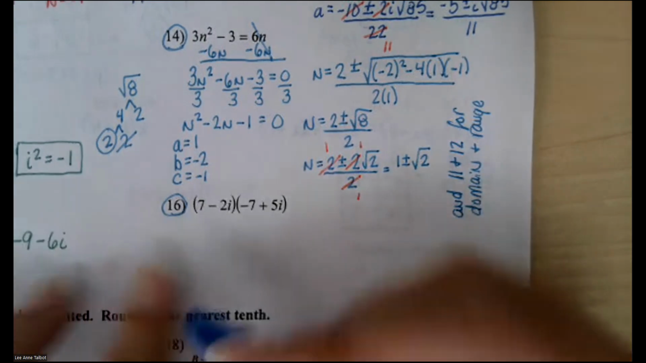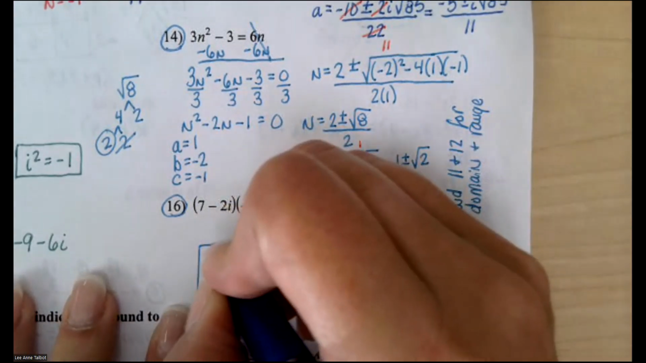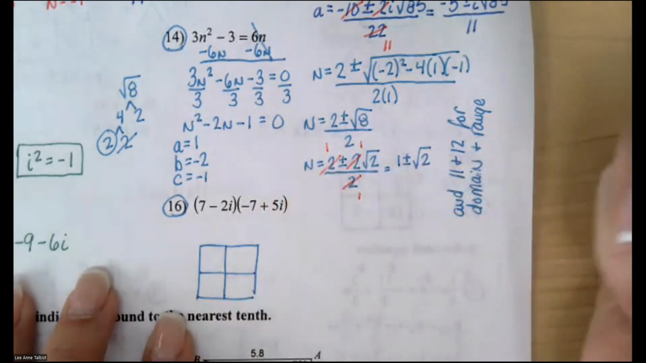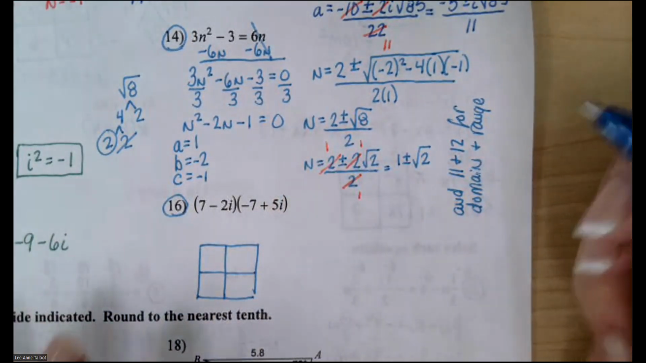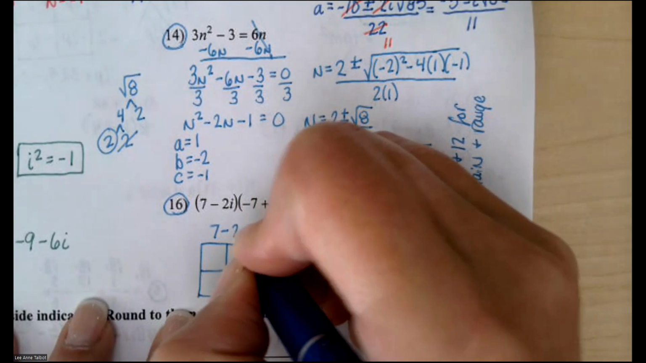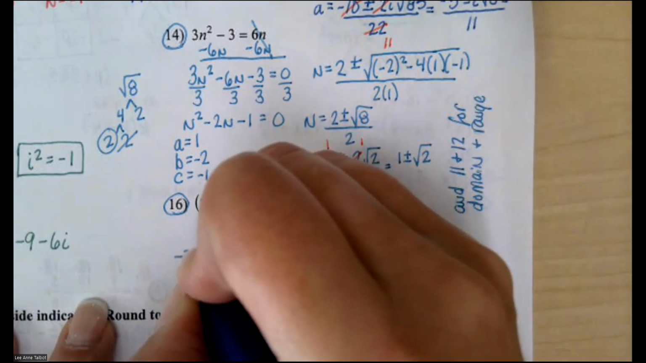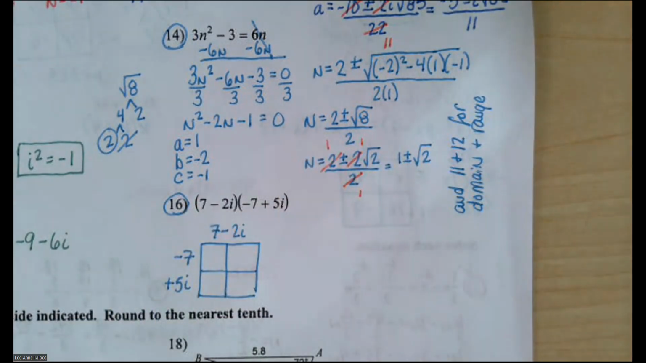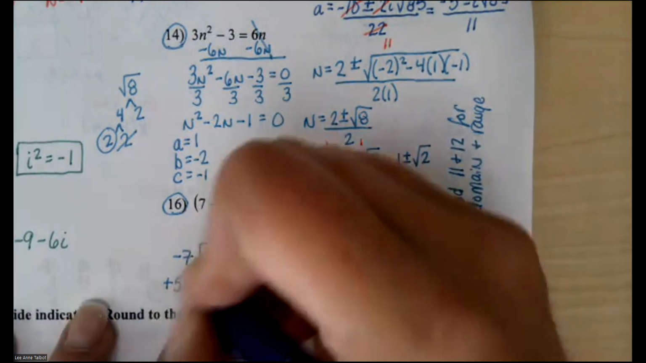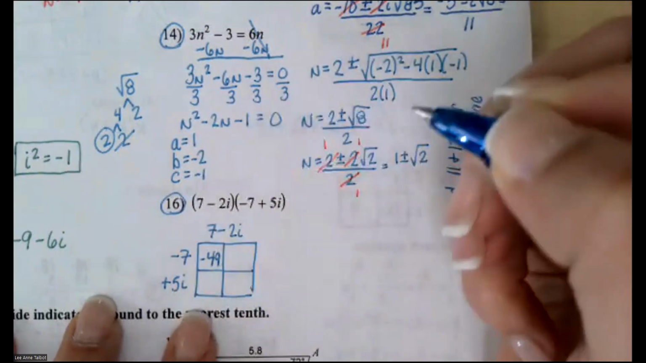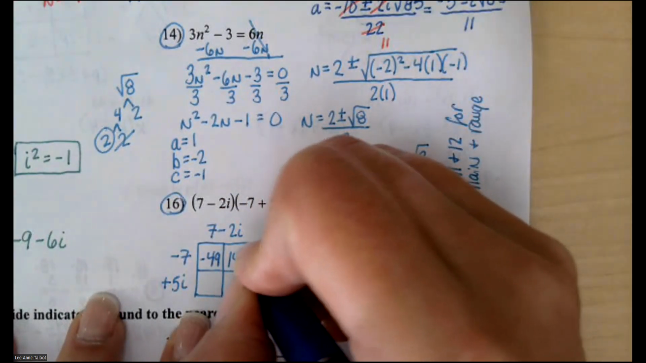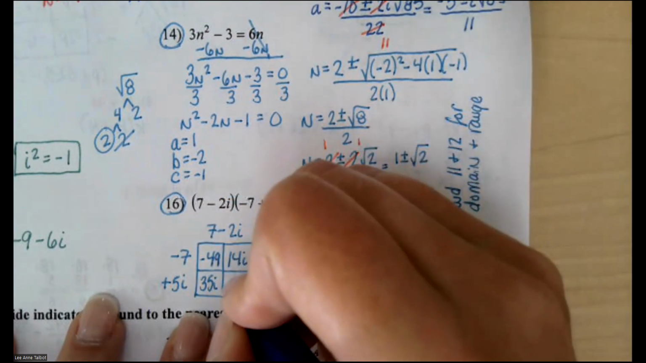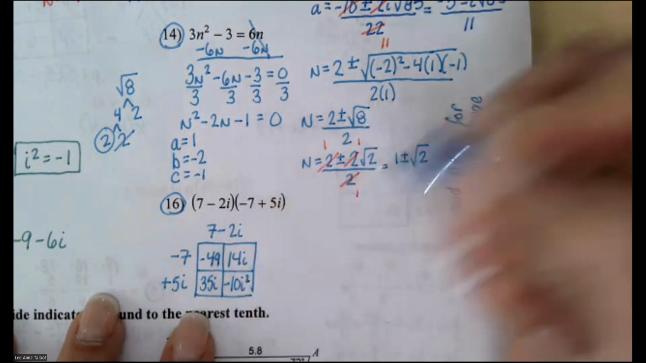Okay, now number 16. This is another one of those i problems. And this is a binomial times a binomial, which you can either FOIL or box. I like the box. 7 minus 2i, -7 plus 5i. -49, 14i, 35i, -10i squared.